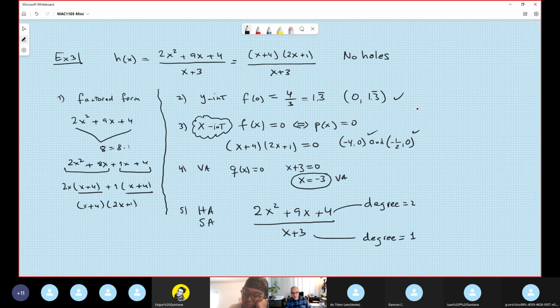When the degree in the top is bigger than the degree of the denominator, what kind of asymptote do we have? Slant. Exactly. We have no horizontal. Boom, we have a slant. And this, I repeat, only occurs when the degree of the polynomial in the top is bigger than the degree of the denominator by exactly 1. No 2, no 3, no 4, only 1.